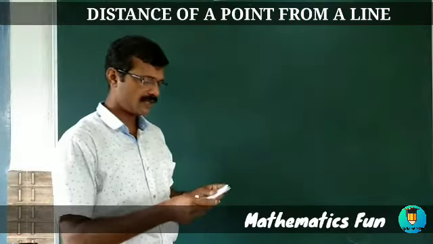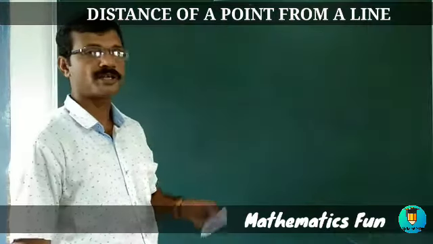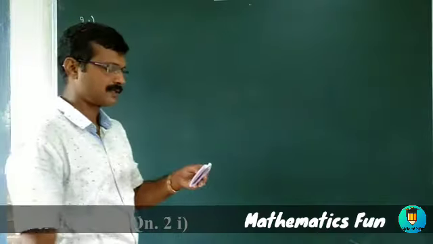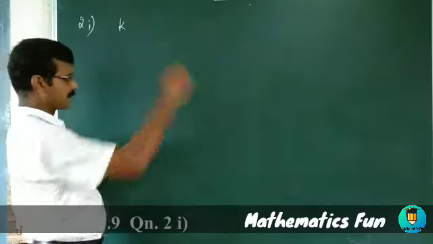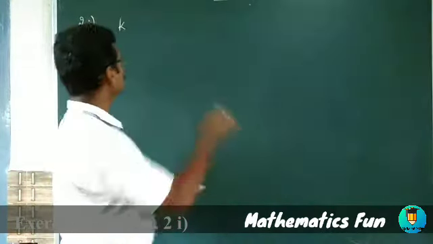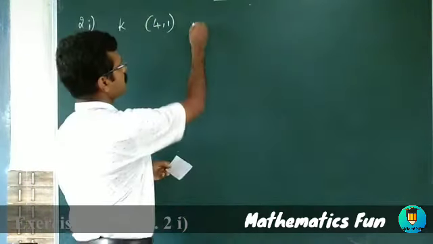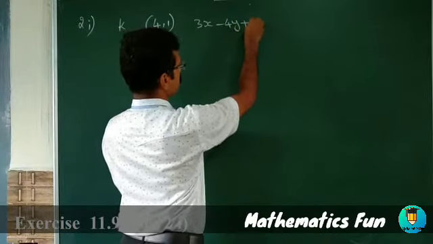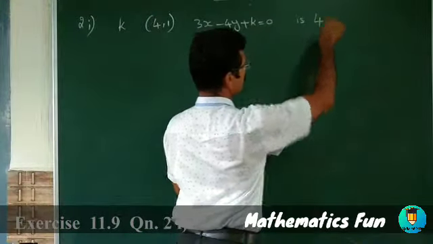Here the exercise is 11.9. First of all, we will do question number 2, first part. The question is, find the values of k, given that the distance of the point 4, 1 from the line 3x minus 4y plus k is equal to 0 is 4 units.